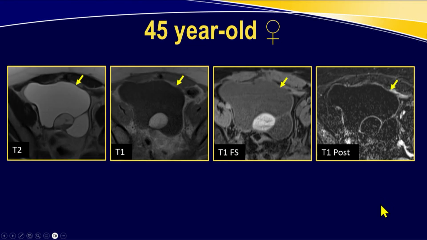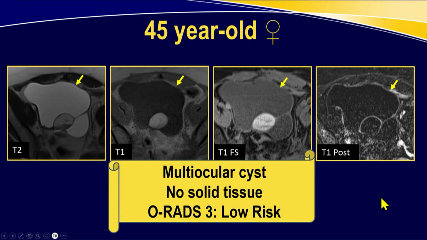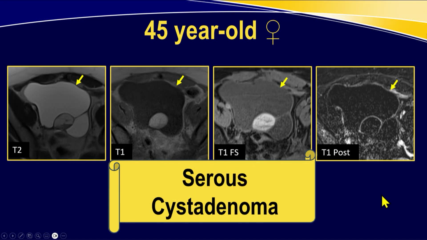Next is a 45-year-old female. You can see multiple locules on T2 and T1 of different signal intensities, but on post-contrast imaging, there is no enhancing solid tissue, no papillary projections, nothing untoward. This is a multilocular cyst. It really doesn't matter what the different locules' signal intensity is. It has no solid enhancing tissue. This is a low-risk lesion, O-RADS 3, and this is a serous cystadenoma.